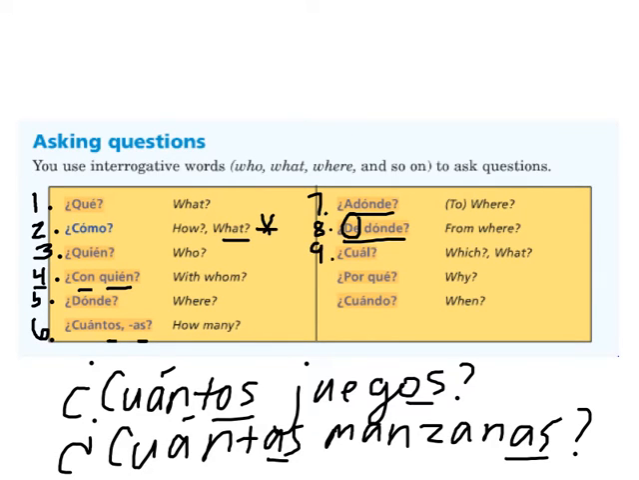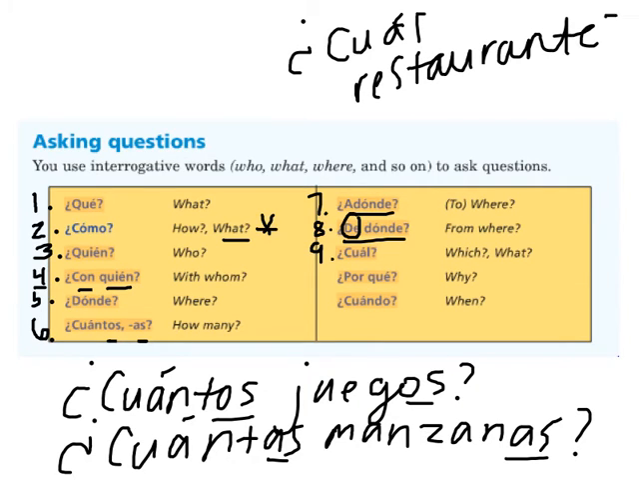¿Cuál means which or what. So if you ask like, ¿cuál restaurante? Which restaurant is your favorite? ¿Cuál restaurante? We don't really do a good enough job with this in English, but really when you're giving choices, you should ask which. ¿Por qué means why. And cuándo means when. Please make sure you have these copied down before you continue on to the next page.